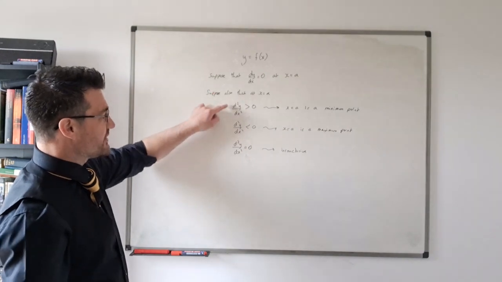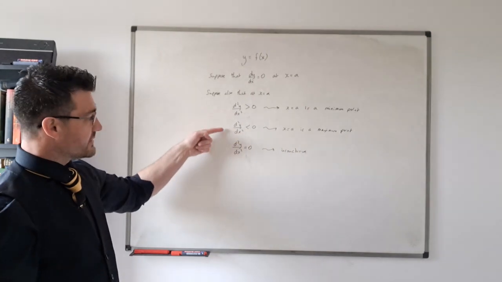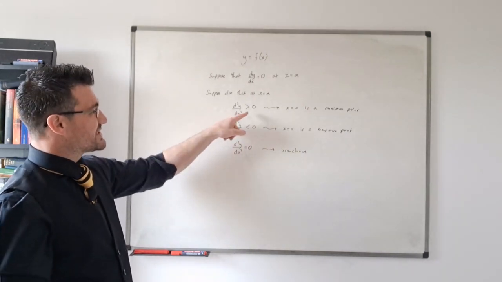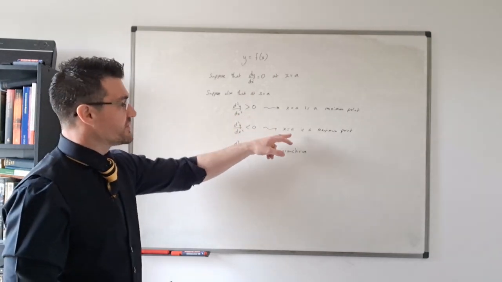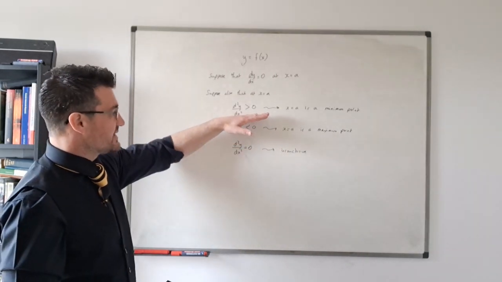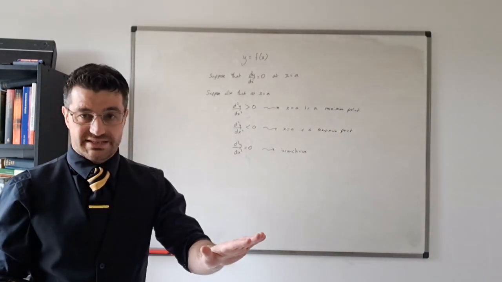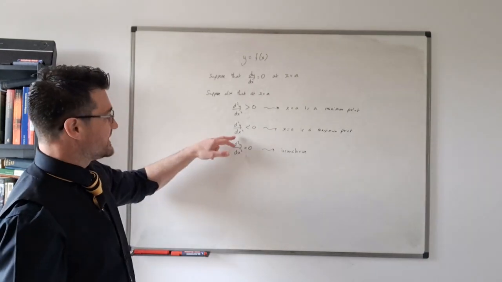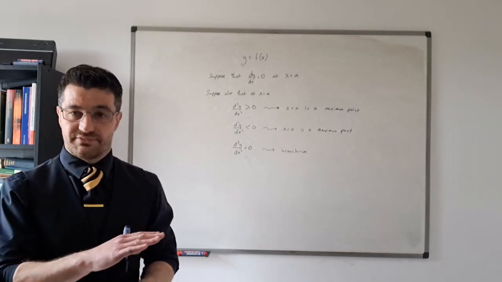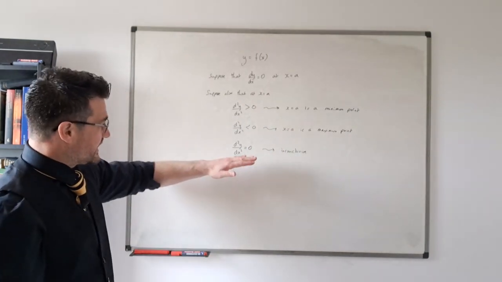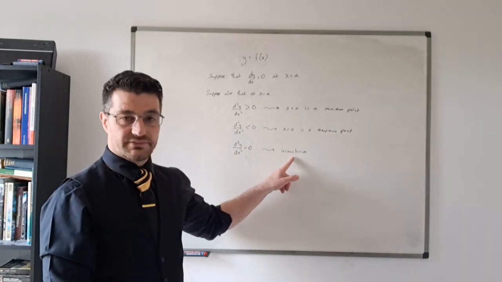Now, if it's either of these cases, this is conclusive. There's no grey area here. It's not that it's sometimes a minimum point when the second derivative is greater than 0, and sometimes a maximum. No, if the second derivative is greater than 0, x equals a is a minimum point. That's it. End of story. Similarly, d2y by dx squared less than 0, x equals a is a maximum point. That's it. Full stop. But d2y by dx squared equals 0, we get inconclusive.